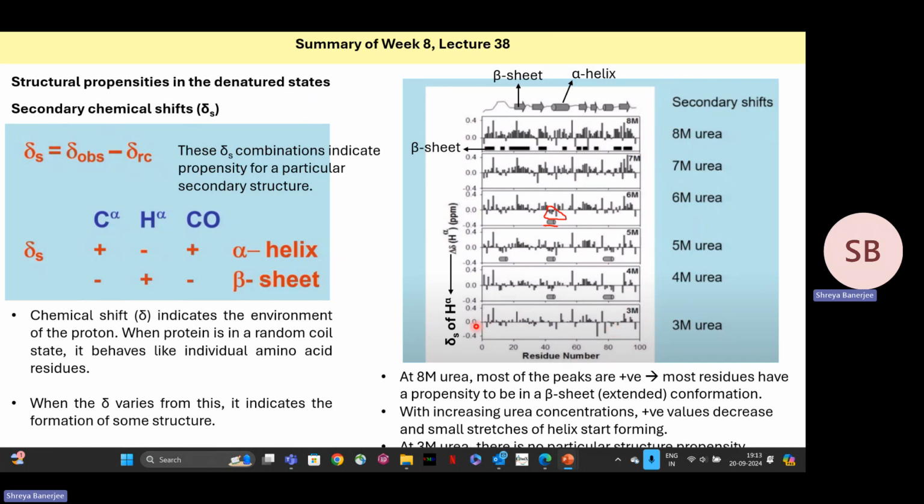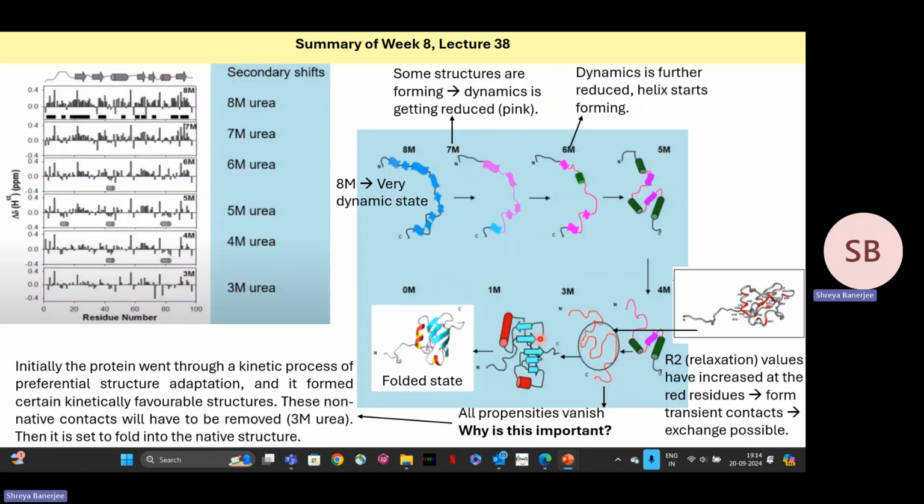That means mostly it wants to adopt a random coil conformation. It does not want to adopt any secondary conformation at around 3 molar urea. So what is the importance of this?